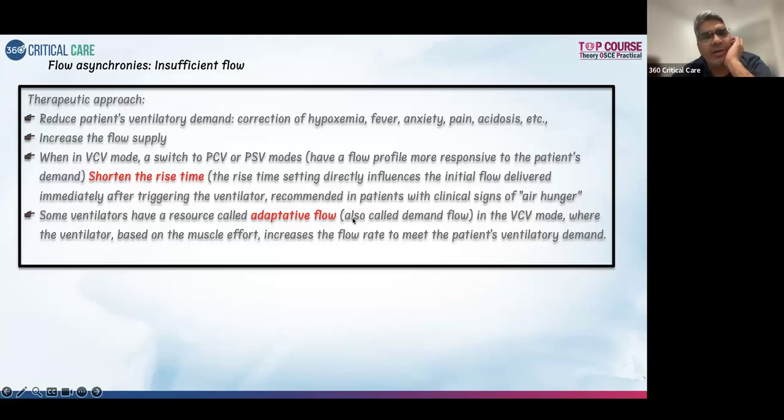Also in modern ventilators, you have an adaptive flow mode, which comes integrated. So sometimes you don't have to bother about this asynchrony, but you have to look at the flow time and pressure time curves. If the pressure time curve falls and then again has a peak, that means the flow is not adequate. You need to increase the flow.